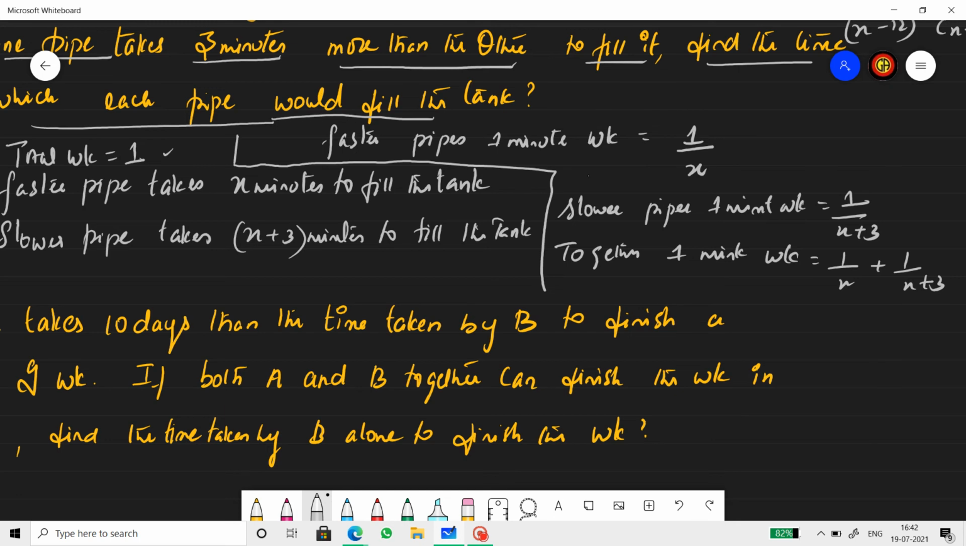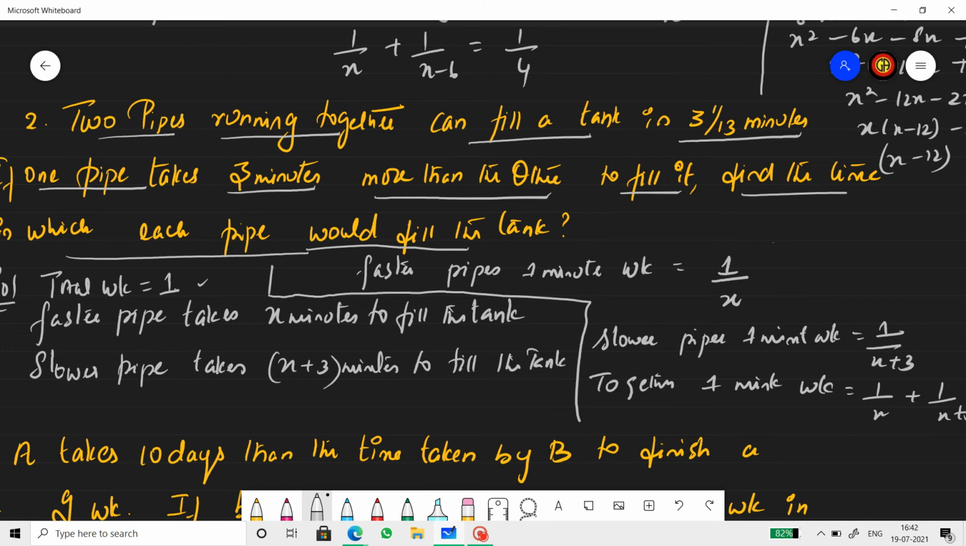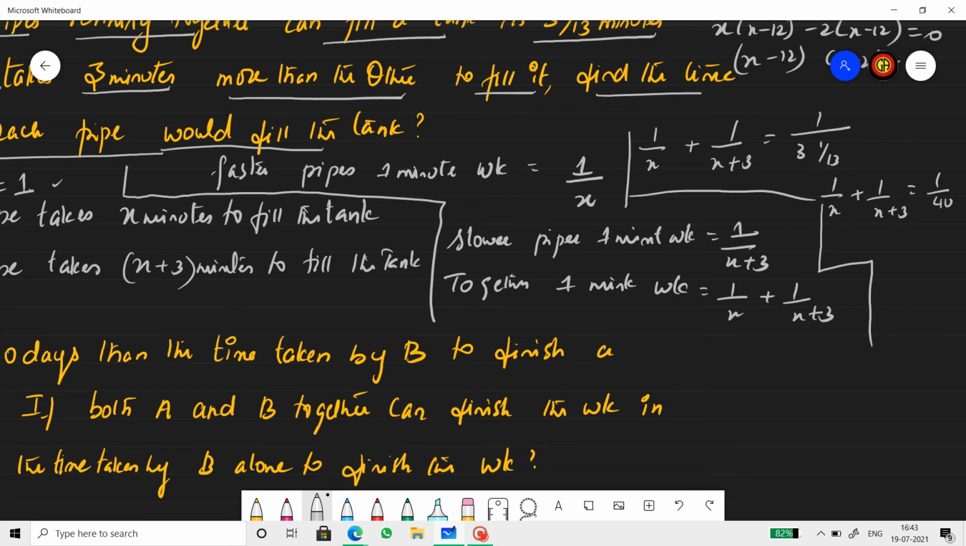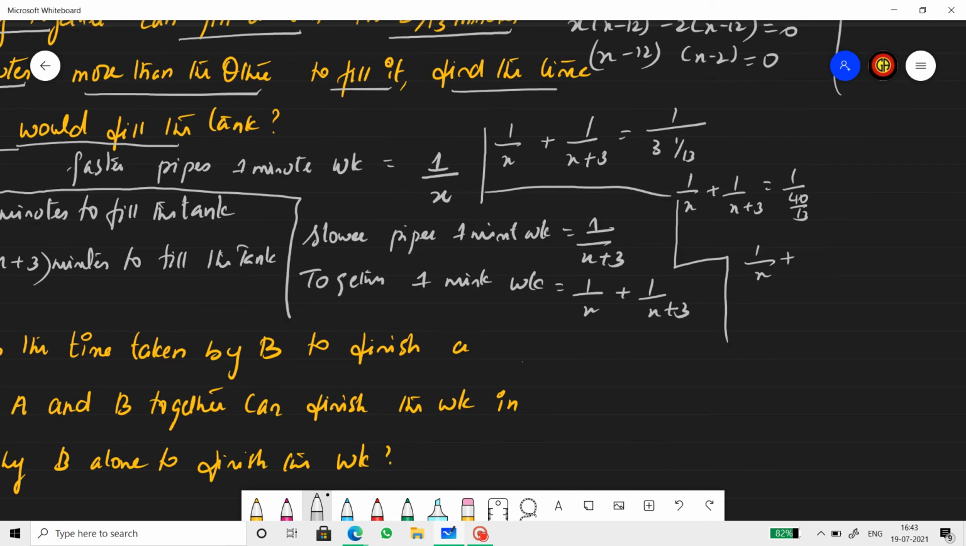And together, according to the question, they fill the tank in 3 1 by 13 minutes. So 1 by x plus 1 by x plus 3 equals 1 by 3 1 by 13. Now let's make the mixed fraction into an improper fraction. So that way we get 40 by 13. So you flip it and there you get 13 by 40. So 1 by x plus 1 by x plus 3 equals 13 by 40.